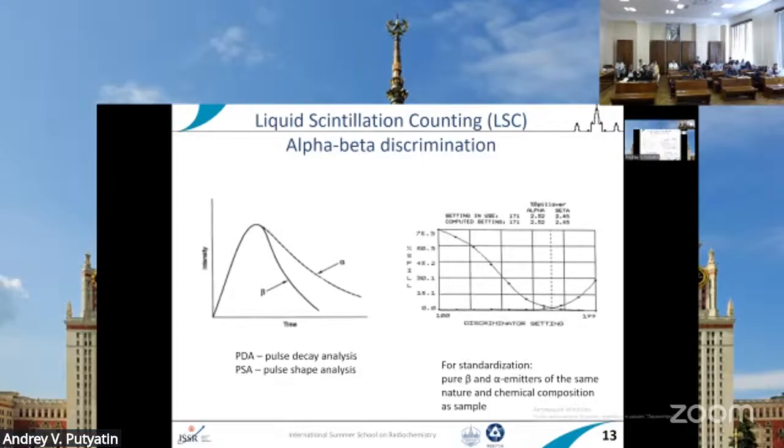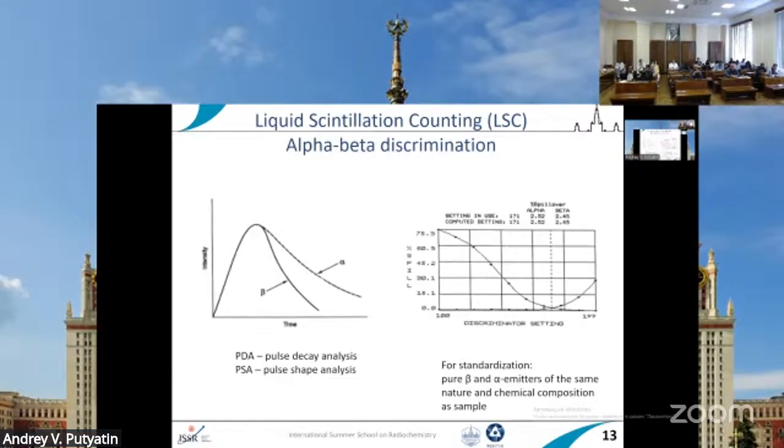Also, I mentioned that the electronic schemes can distinguish between alpha and beta particles, because in the case of the alpha particle, the signal decreases slower than in the case of beta particles. Beta particles produce the signal and it decreases very fast. But for alpha particles, it's a very long process of the decrease of the signal.